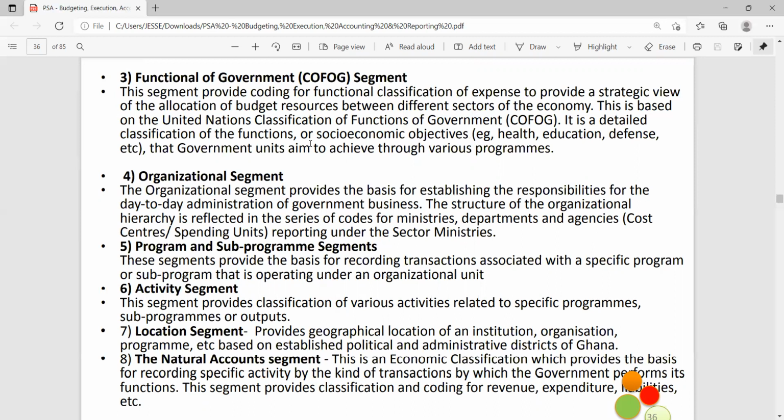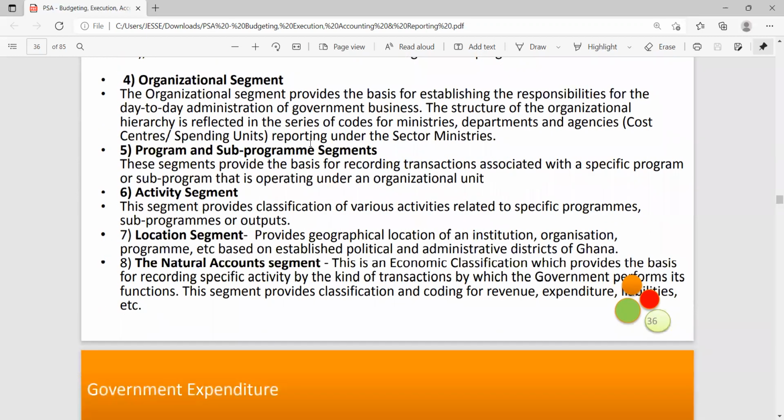Then you have the natural account segment. And what does this mean? The natural account segment is an economic classification which provides the basis for recording specific activity by the kind of transaction by which the government performs its functions. This segment provides classification and coding for revenue, expenditure, liabilities, etc. So this is what we call the natural account segment.